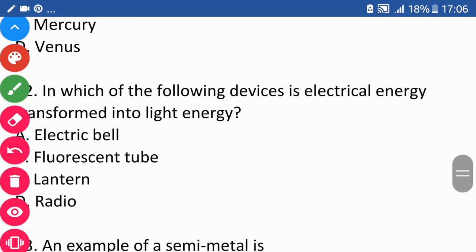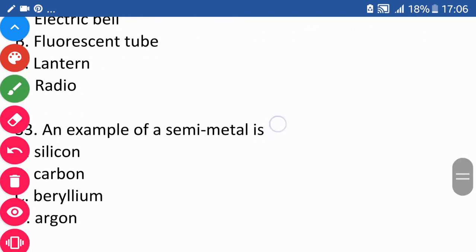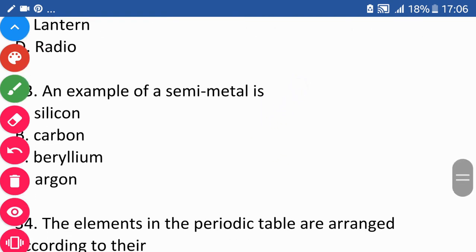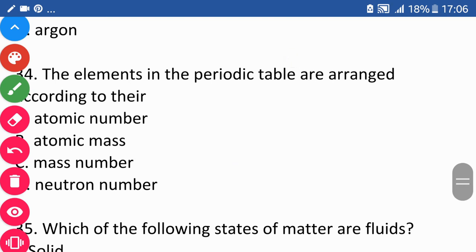In which of the following devices is electrical energy transformed into light energy? Fluorescent tube. So the answer is B. An example of a semi-metal is silicon. Silicon is a semi-metal. A. The elements in the periodic table are arranged according to their atomic numbers. So A.